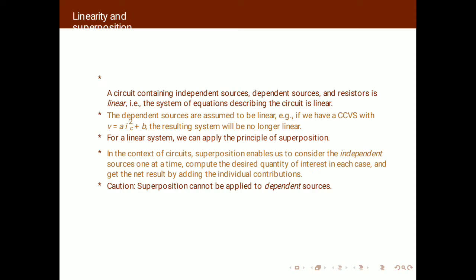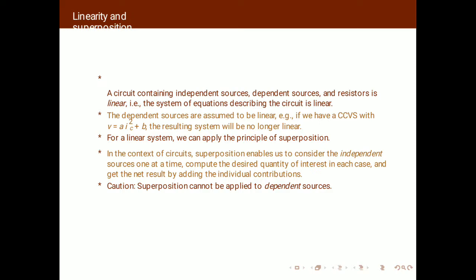Next, the dependent sources are assumed to be linear. For example, if we have a current controlled voltage source with V is equal to A i squared plus B, the resulting system will no longer be linear. Why? Because the square is present in V is equal to A i squared plus B, so it will no longer be a linear system. So for a linear system we can apply the principle of superposition.